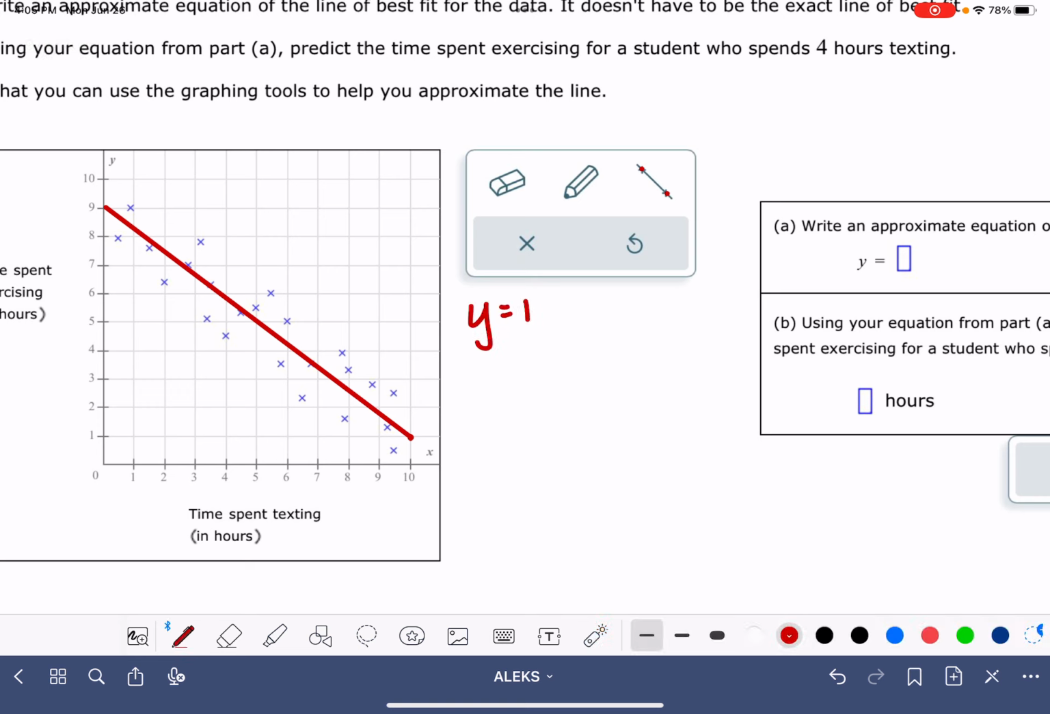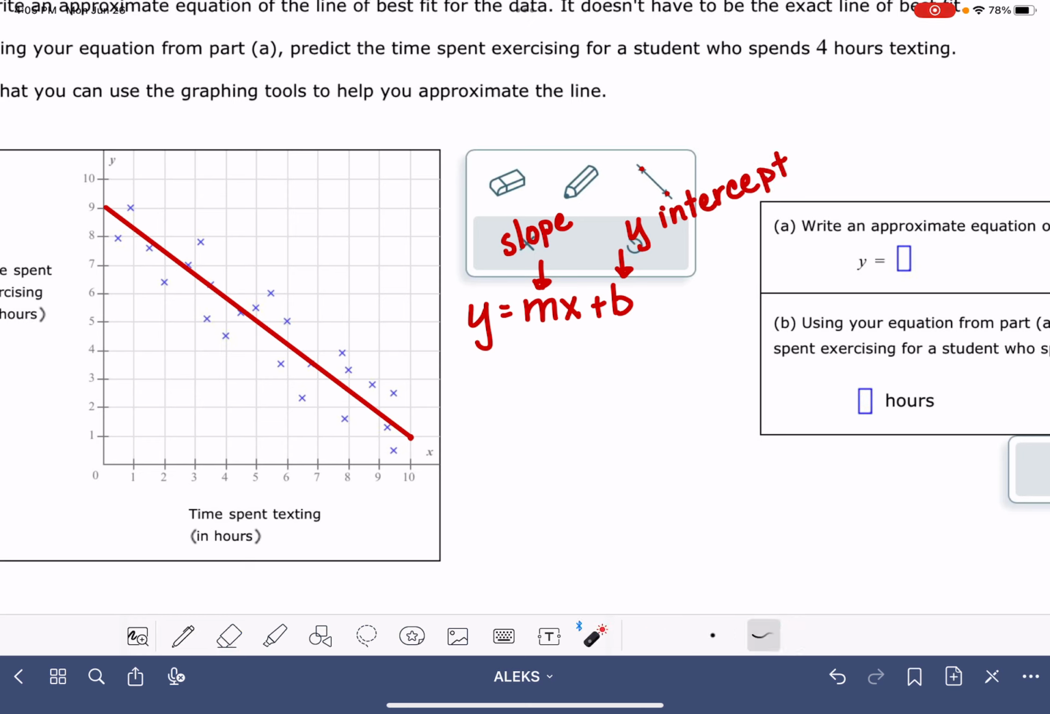Remember, the equation of the line takes the format y equals mx plus b. We have to come up with the numerical values of m and b. M represents the slope of the line, and b represents the y-intercept. And in order to get this problem correct, you need to calculate the slope and calculate the y-intercept. Don't just eyeball it and say, oh, that's what looks good. For example, it looks here like my y-intercept is 9, but I'm not going to trust my eyeballs. I'm actually going to calculate the y-intercept.